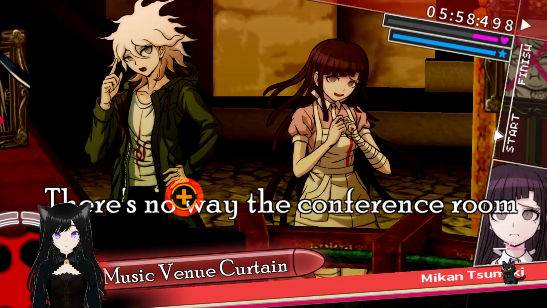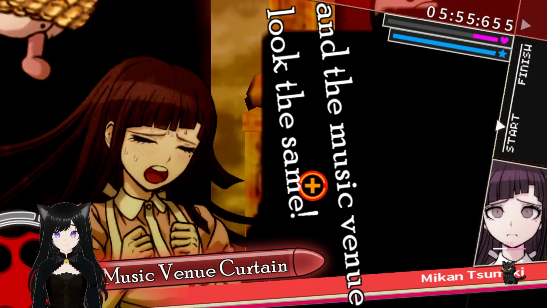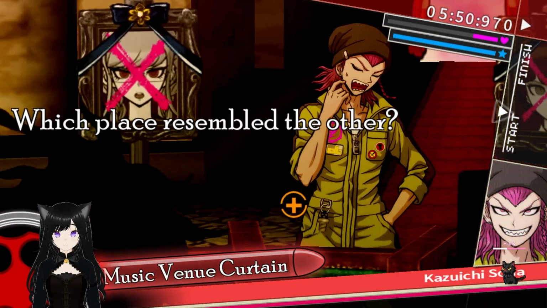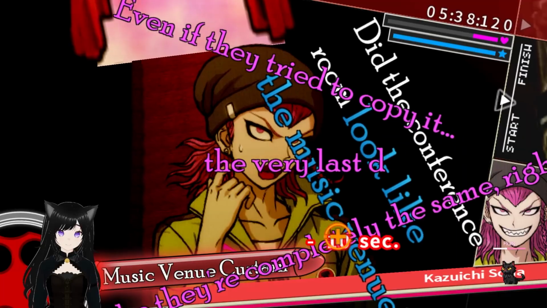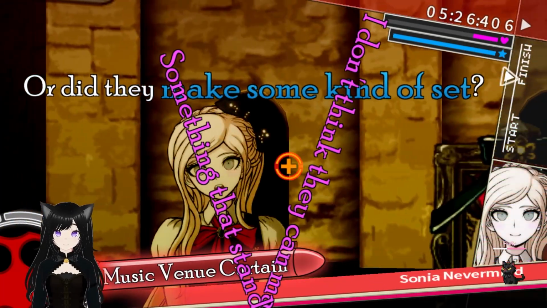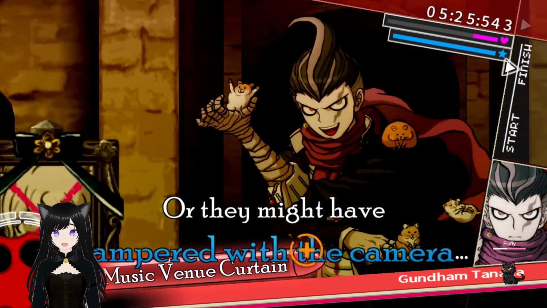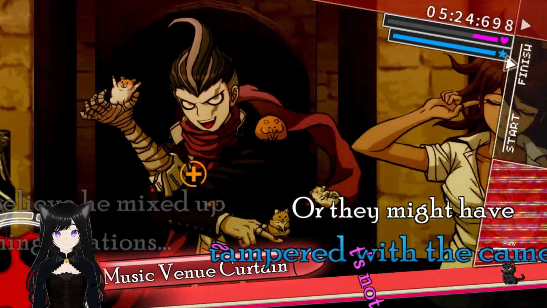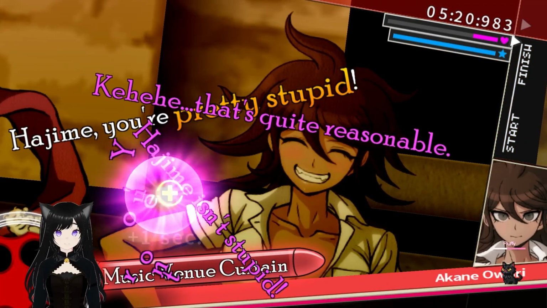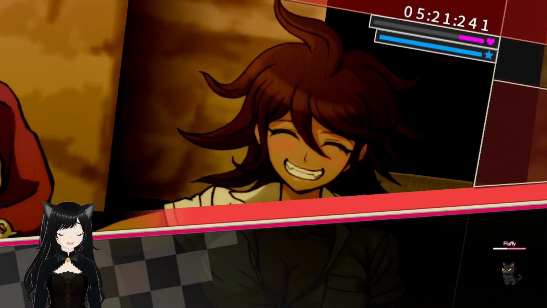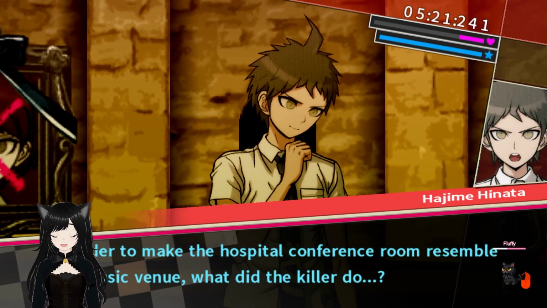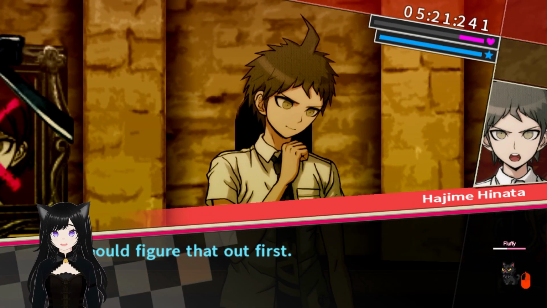All right. There's no way the conference room and the music venue look the same. Which place resembled the other? Did the conference room look like the music venue? Or did the music venue look like the conference room? Or did they make some kind of set? I think it's the first one, right? In order to make the hospital conference room resemble the music venue, what did the killer do? I should figure that out first.